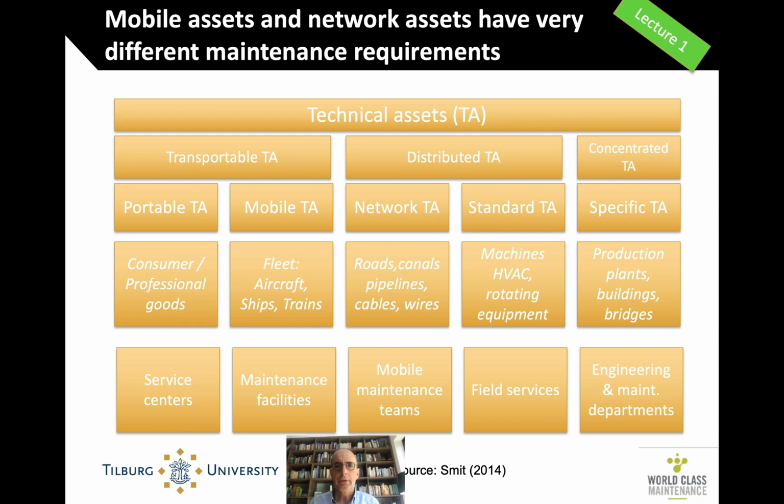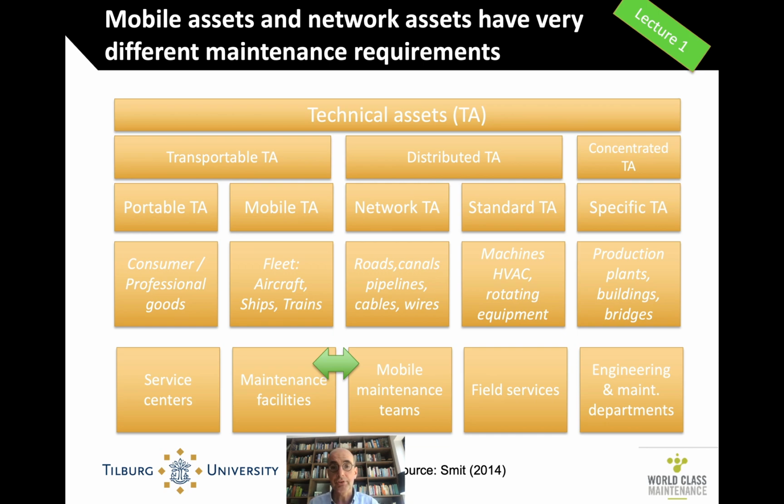What's the point? Well, the point is that there are many different types of technical assets, as we saw already in lecture 1. An example where you have very different types of assets leading to very different maintenance needs is between the network technical assets and the mobile technical assets. And the interesting thing there is that they need each other, isn't it?